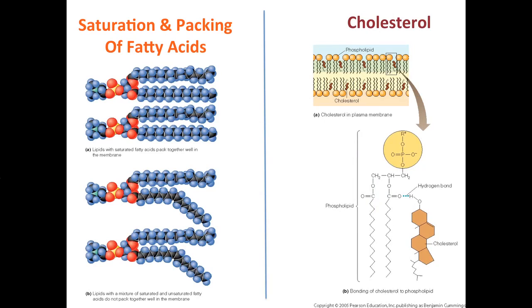It makes sense if you look at the structure of the fatty acids. The top left shows you saturated fatty acids that are straight chain, and so it's much easier to pack these straight chains together in the membrane. Whereas in the bottom you have unsaturated fatty acids that have bent chains, and then it's much harder to pack them together. And so the unsaturated fatty acids tend to retain more fluidity.